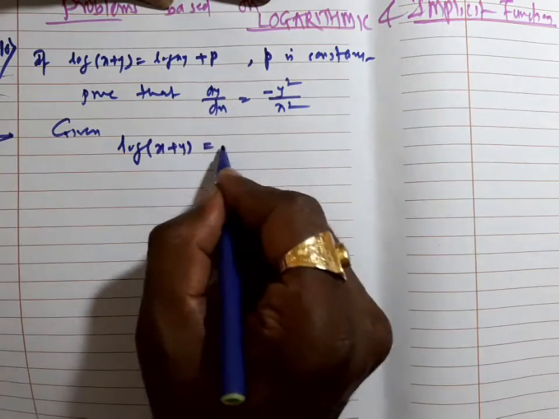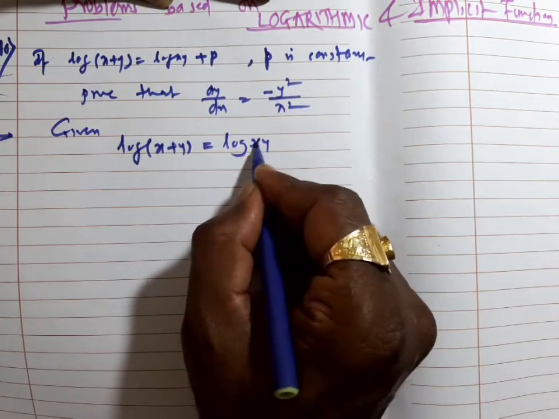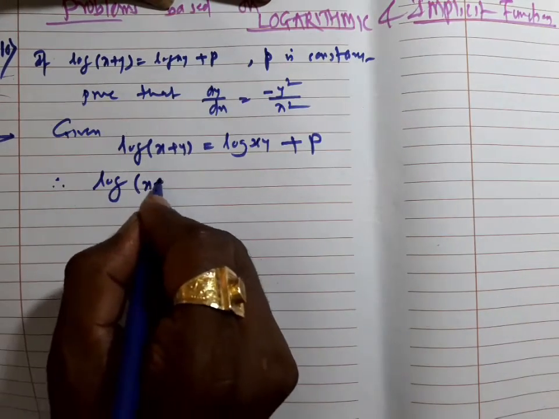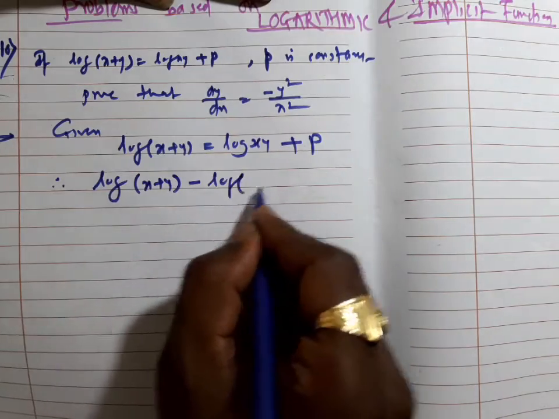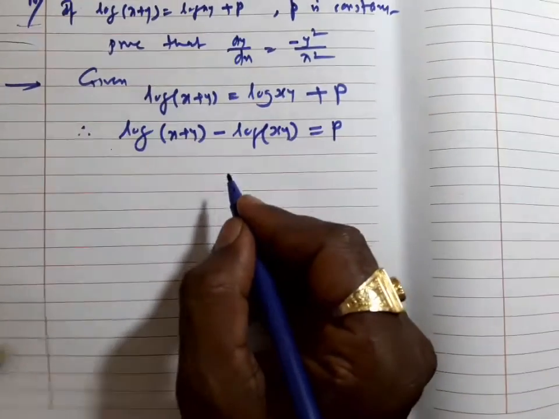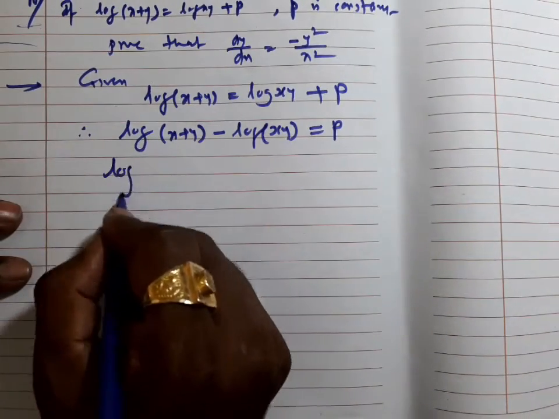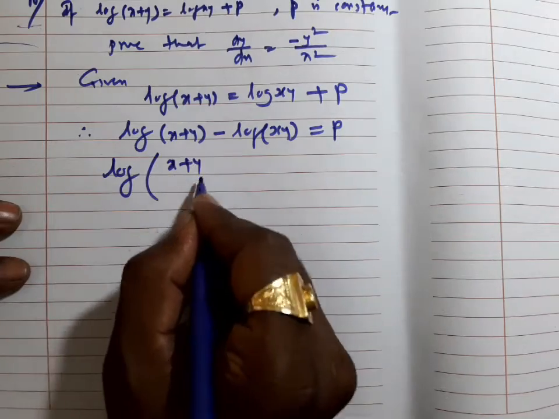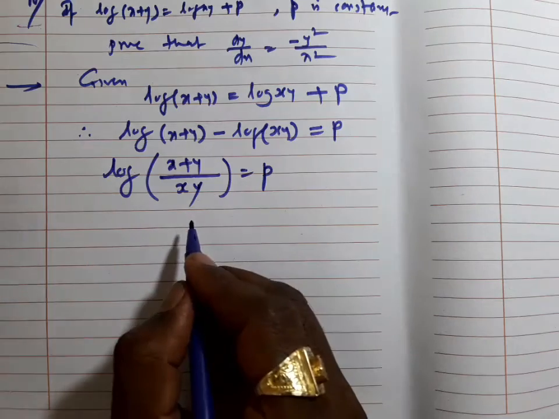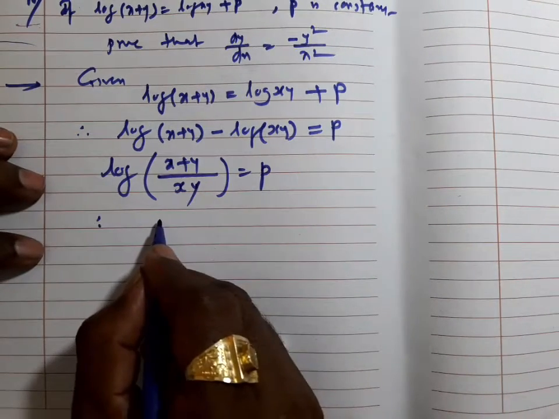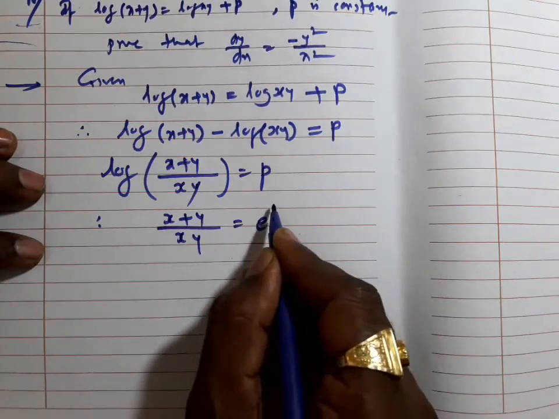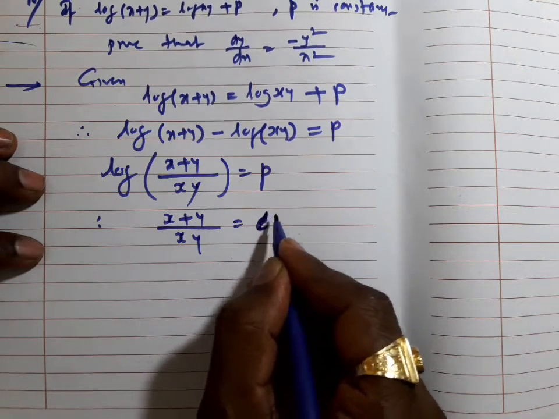log(x + y) is equal to log(xy) + p, can be written log(x + y) minus log(xy) is equal to p. By using logarithmic rules, this is the logarithm of quotient is equal to p. I can remove the logarithm, that is (x + y) upon xy is equal to e raised to p.